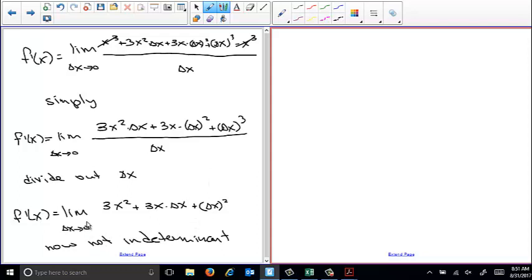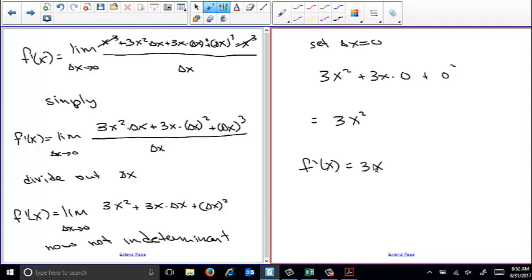So now we can just set delta x equal to 0 to evaluate the limit. When we do that, the first term doesn't involve delta x, so it remains unchanged. This one, you have 3x times 0, and the last term is just 0 squared. If you simplify it, all you're left with is 3x squared. So what we can say is that the derivative of x cubed is 3x squared. That's kind of how it works, okay?